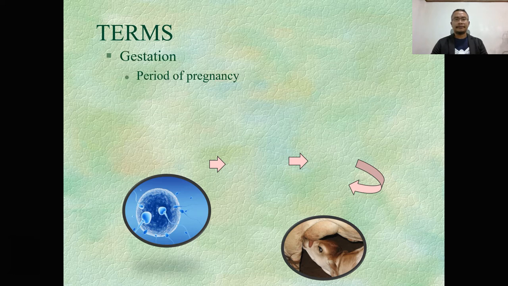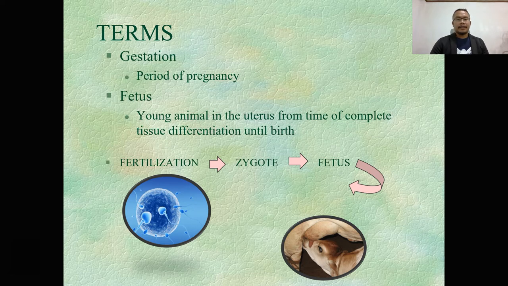Gestation is the period of pregnancy, or the period from breeding up to parturition, the delivery of the young. That is covered by gestation. A fetus is a young animal in the uterus, from the time of complete tissue differentiation until birth. The reproduction process will undergo these things: fertilization, then the zygote will develop into a fetus, and the fetus will become an offspring after a total development inside the reproductive tract of the female animal.